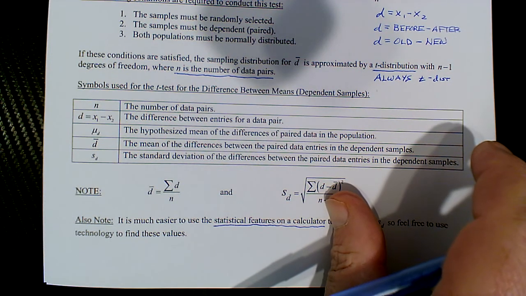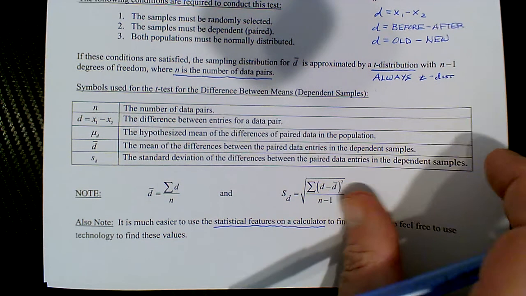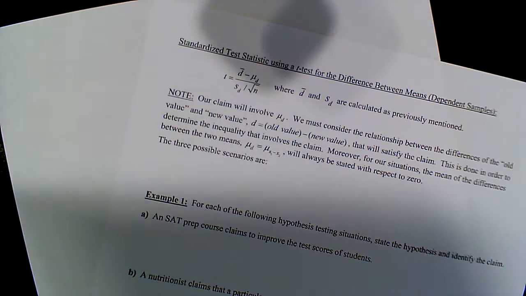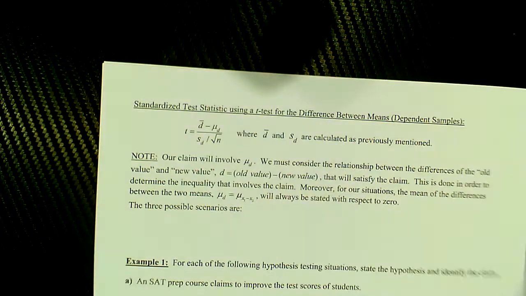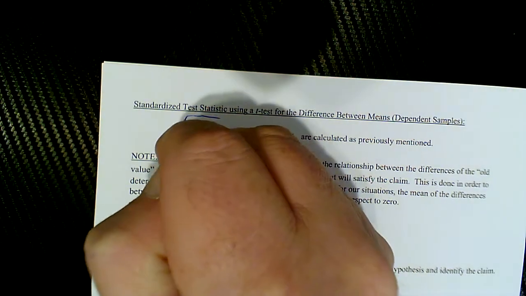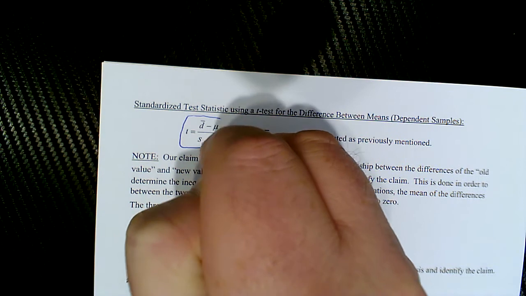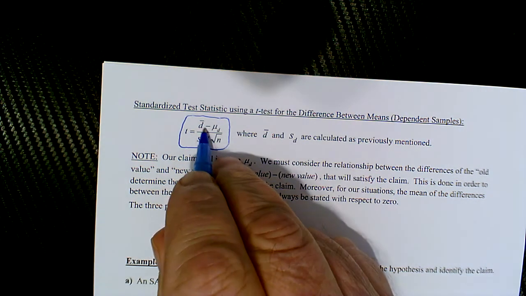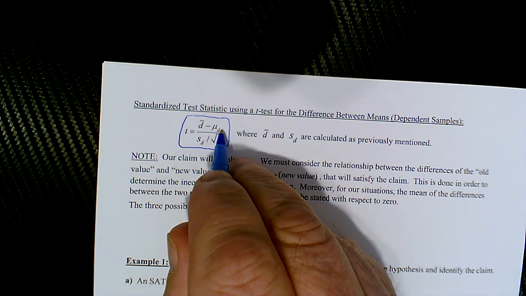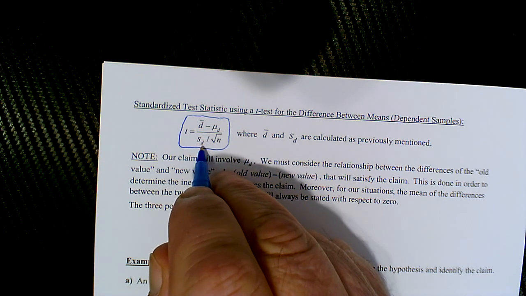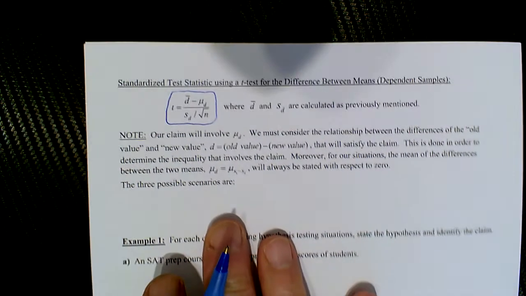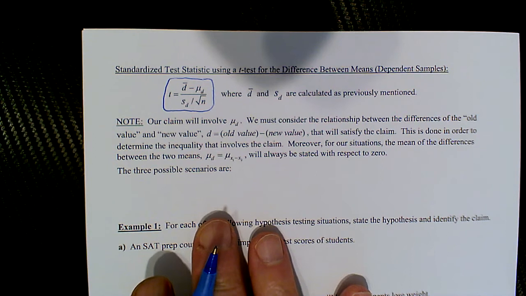So on page 2, we have organized the test statistic. Note that this is on our formula sheet, and it's very similar to what we've been using, except instead of x bar we have d bar, instead of just mu, mu sub d, and instead of s or sigma, s sub d. And this is on our formula sheet.